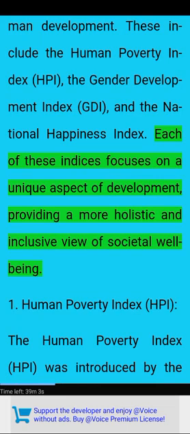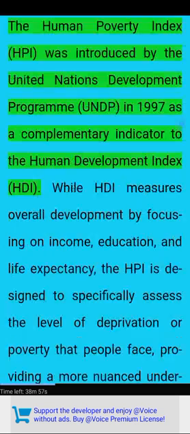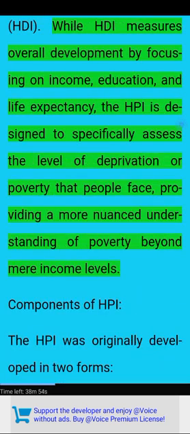Each of these indices focuses on a unique aspect of development, providing a more holistic and inclusive view of societal well-being. 1. Human Poverty Index (HPI). The Human Poverty Index (HPI) was introduced by the United Nations Development Program (UNDP) in 1997 as a complementary indicator to the Human Development Index (HDI). While HDI measures overall development by focusing on income, education, and life expectancy, the HPI is designed to specifically assess the level of deprivation or poverty that people face, providing a more nuanced understanding of poverty beyond mere income levels.